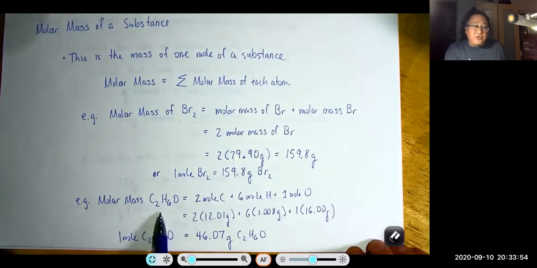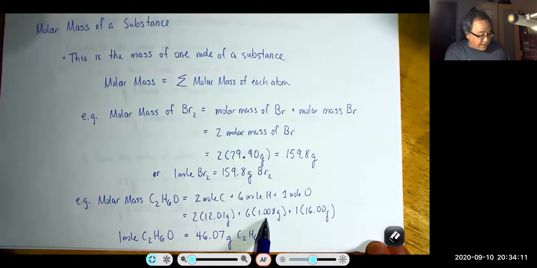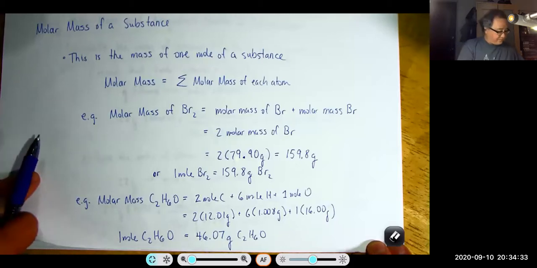What's the molar mass of C2H6O? Well, it's 2 moles of carbon plus 6 moles of hydrogen plus 1 mole of oxygen, which is 2 times 12.01 grams, because each mole of carbon is 12.01 grams, 6 times 1.008 grams, because each mole of hydrogen is 1.008 grams, and 1 times 16.00, because each mole of oxygen is 16.00 grams. When we add these all up together and round appropriately, we get 46.07 grams. So 1 mole of C2H6O is 46.07 grams of C2H6O.